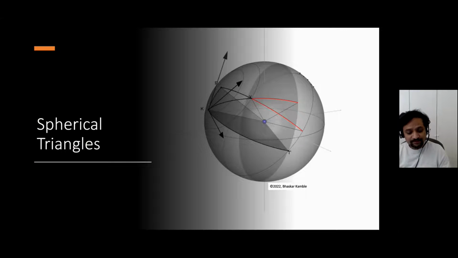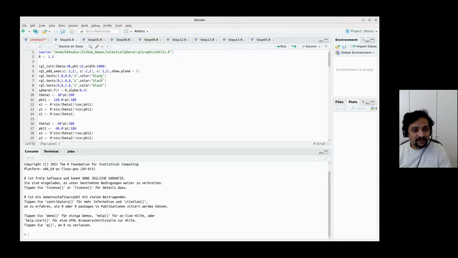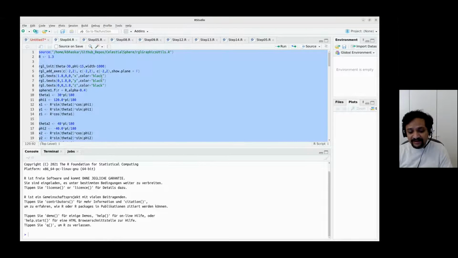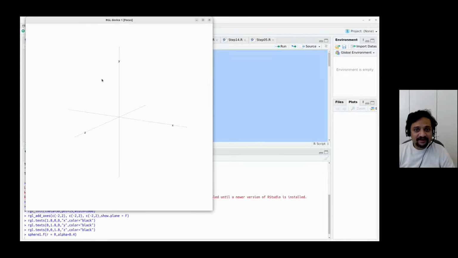So here goes. So let's begin with spherical triangles. What are they? So okay, so here I start with the first graphic. So spherical triangles are simply triangles on the surface of a sphere, very simply spoken. But there are some points which we have to keep in mind.